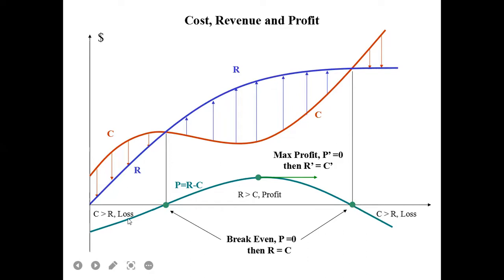From this green curve, we observe that there are two break-even points, where profit equals zero. In that case, revenue equals cost. But in the middle of this curve, we get profit. This is the relationship between cost, revenue, and profit.